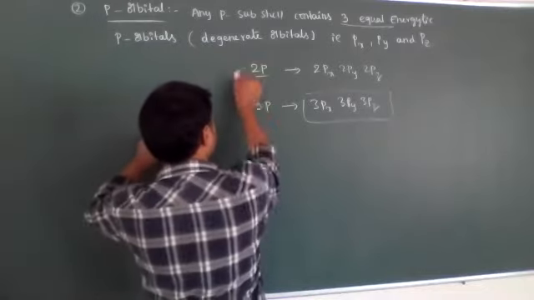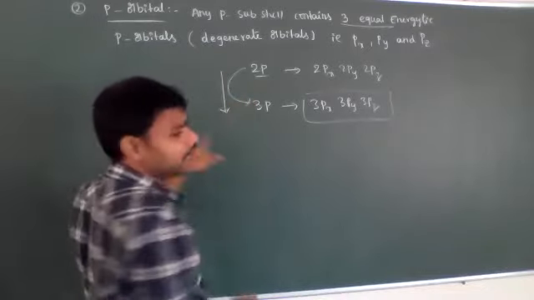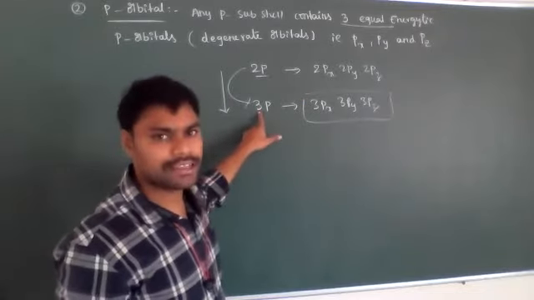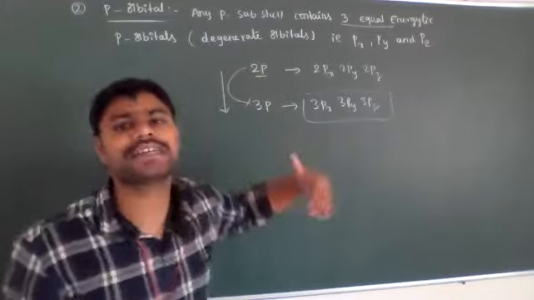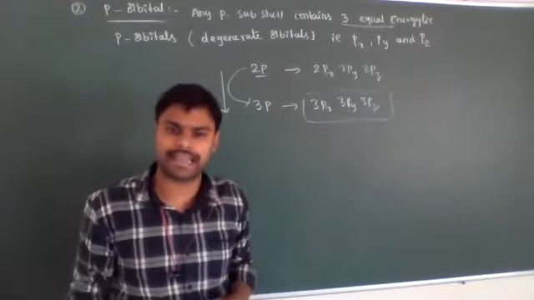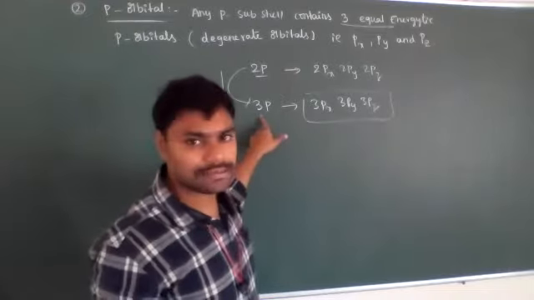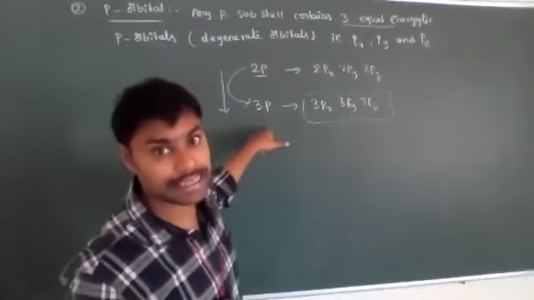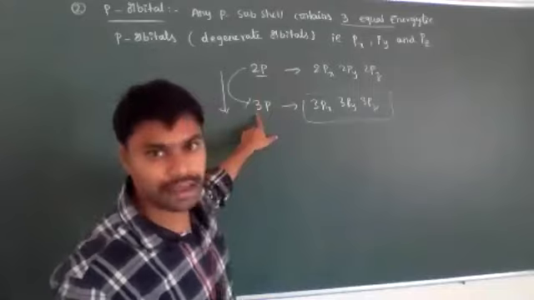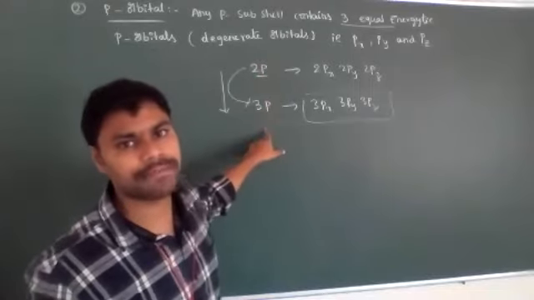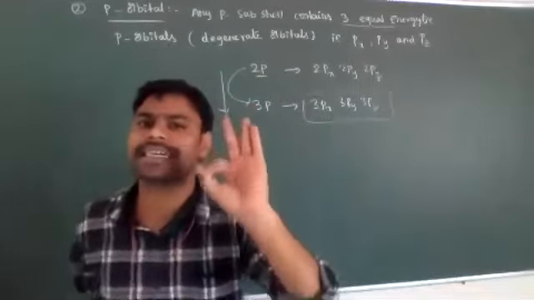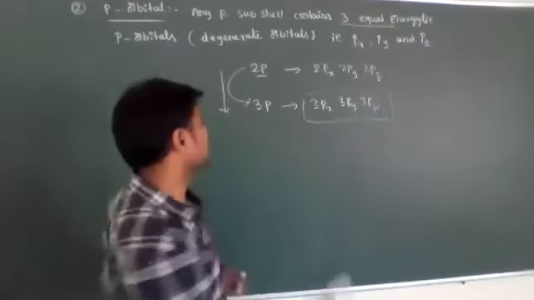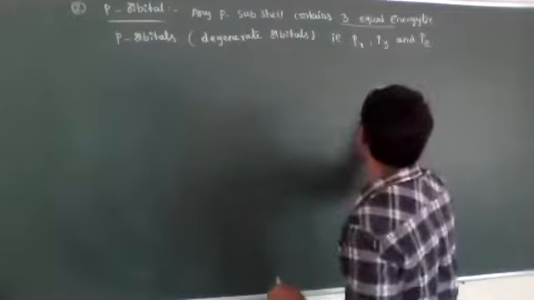When comparing 2p and 3p, 3p has more energy than 2p, because for 3p the n value is 3 and for 2p the n value is 2. As the n value increases, energy increases, as I already said. That's why 3p has more energy than 2p. But either in 2p or in 3p, there are three equal degenerate orbitals. Their energy is the same. Okay, let's see.